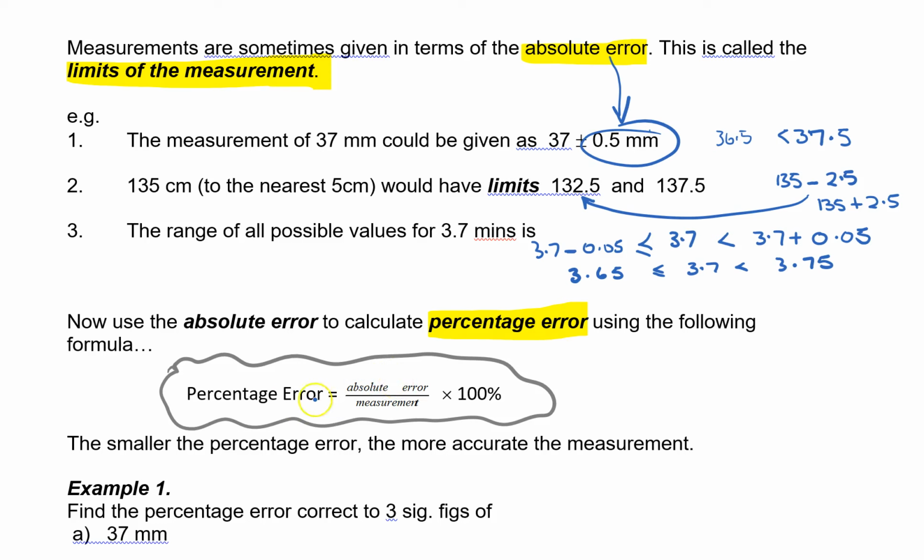Percentage error is, well, before you can get a percentage, you must have a fraction. Here you can see your fraction. Your fraction's made up of the absolute error, and that's just what we've been talking about. But in this case, you put it over the measurement, you make your fraction, you multiply that by 100 to turn it into a percentage.